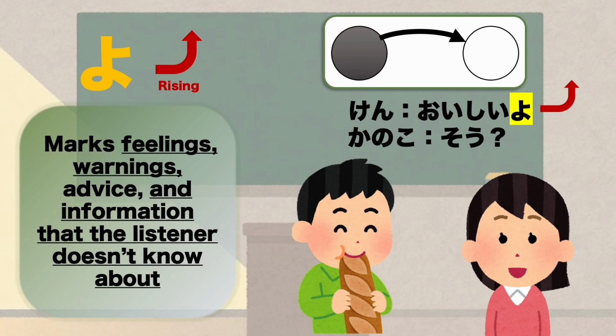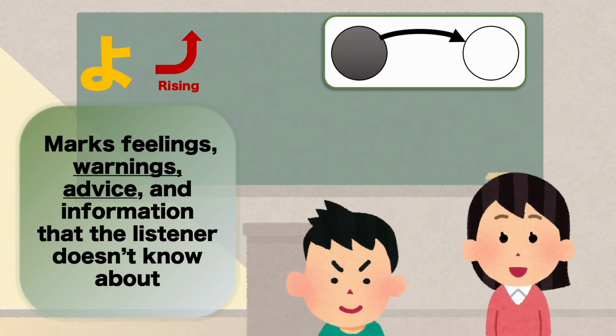Kaneko can pay attention to what she's learning from Ken. Here, rising intonation isn't a question, but it has a similar function of inviting participation. Maybe Kaneko will want to try the same snack.